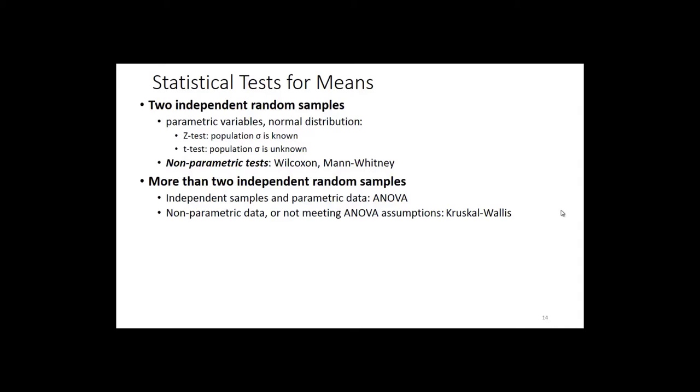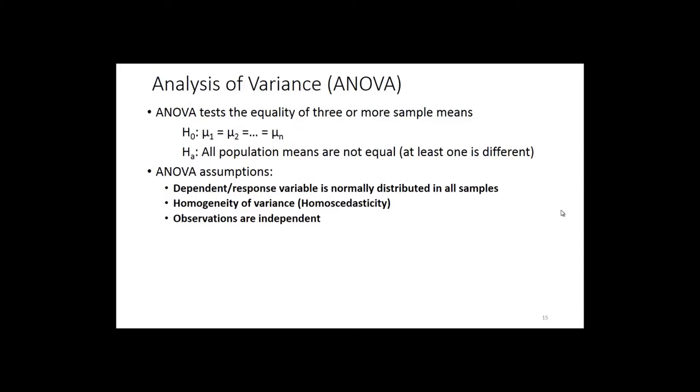If we have more than two independent random samples and our data is parametric, with some assumptions that I will explain later, we use analysis of variance, or ANOVA. There's a non-parametric test we'll look at, the Kruskal-Wallis test, for when the data is not parametric or the assumptions of ANOVA are not met. So analysis of variance tests the equality of three or more sample means.